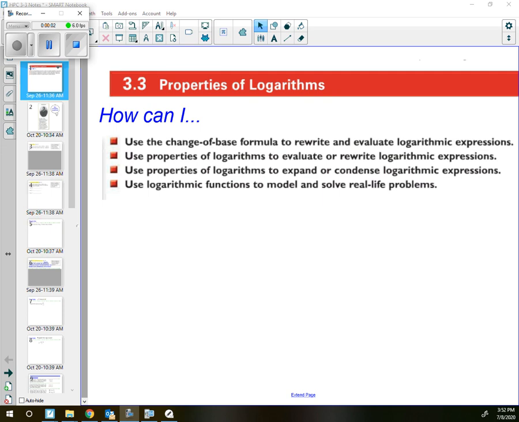Okie dokie. So we're on to 3.3, which is properties of logarithms. So we've addressed some of these properties already, but we're going to dig in even a little deeper. Some things that we know to be true about when we work with logarithms and those relationships.